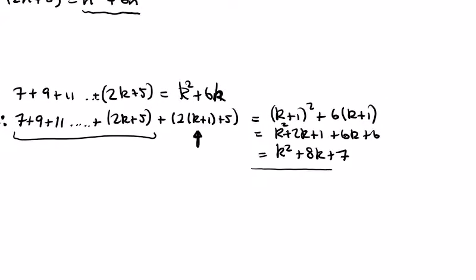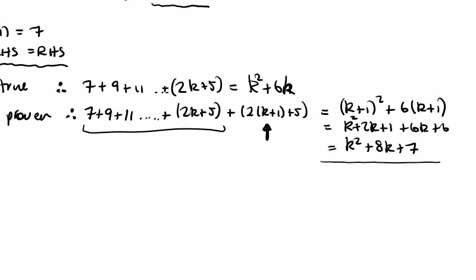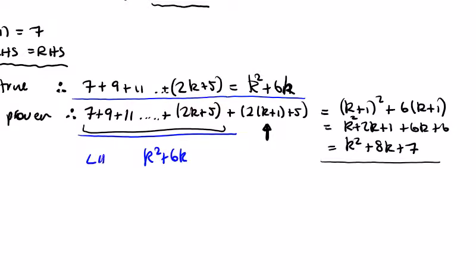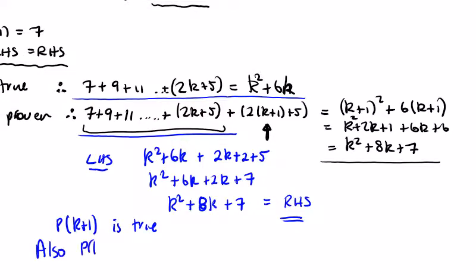So if I expand, the right hand side becomes k squared plus 8k plus 7. The left hand side now we need to show is equal to that. So I have my assumption, which is all of this. So up to this point, we can say that's going to be k squared plus 6k. So this is my left hand side. Plus, in the bracket here we have 2k plus 2 plus 5. So we have k squared plus 6k plus 2k plus 7, which is k squared plus 8k plus 7, which is equal to the right hand side. So proposition k plus 1 is true. We could also say P1 is true.